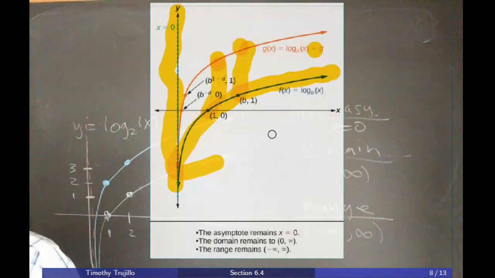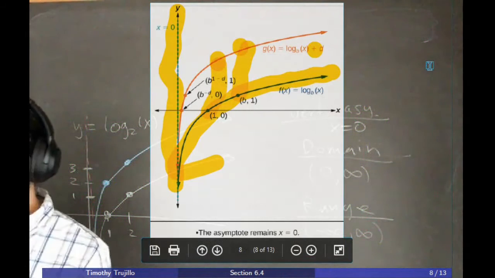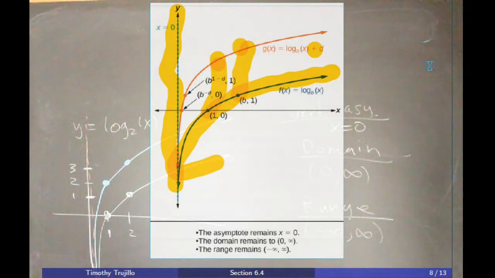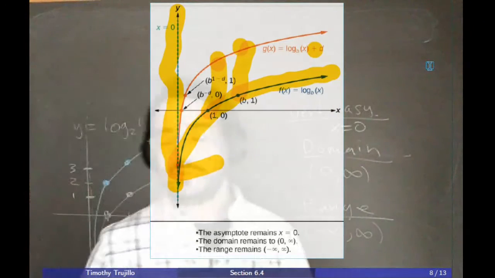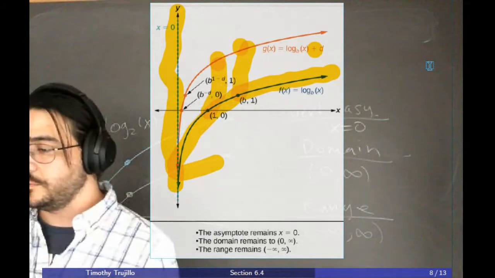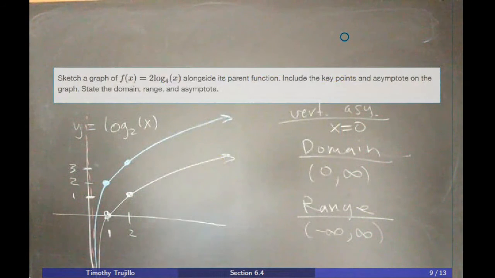Okay. So that information down here is that that vertical asymptote stays at x equals 0. The domain is still 0 to infinity. And then the range is also negative infinity to infinity. So vertical shifts up or down really don't do much to the graph, right? They just move the 2 key points around. So keep track of your key points.